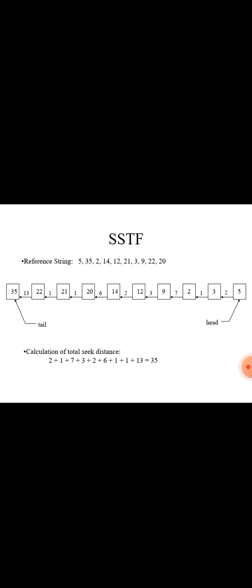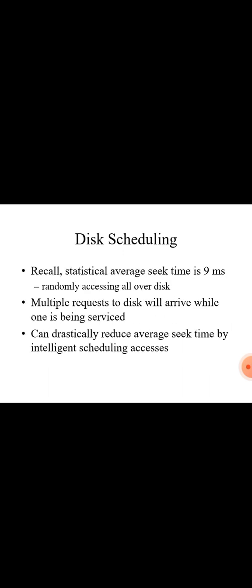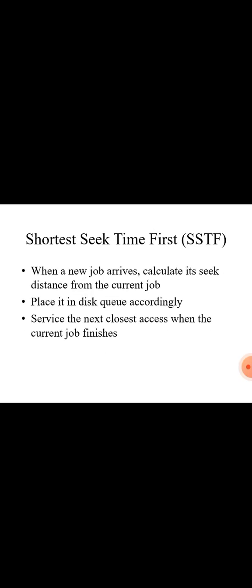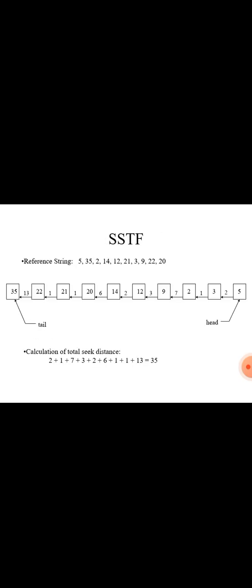First one is 2. Second one is 3. And then 5, 9, 12, 14, and orderly we go to the last one, which is 35. So the calculation is 35. It is different from SSTF and FIFO. In FIFO, you see the calculation is 124, but in SSTF we have 35 only. So these are the differences between FIFO and SSTF.